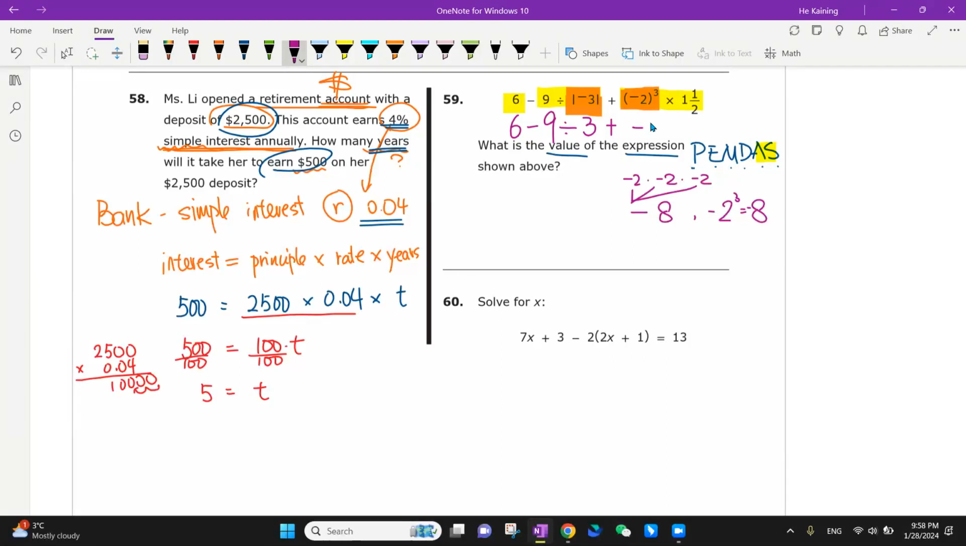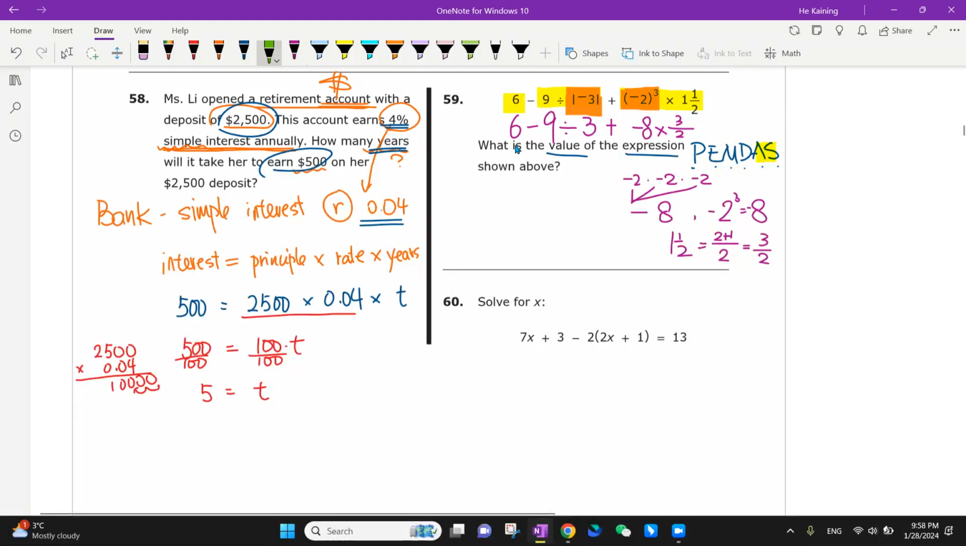And here I'm going to have a negative 8 times 1 and 1/2. Well, we actually don't like a mixed fraction, so let's go ahead and do some mental math in here. 1 and 1/2, we're going to turn it into an improper fraction. 1 times 2 is a 2, plus 1 is a 3, and leave 2 as the denominator. So I'm going to have 3 over 2. So in here, I'm going to leave it as a 3 over 2.